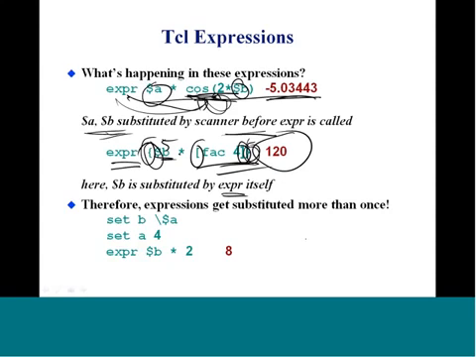Here is one example: set B as \$A, and then set A as 4, and then expr $B times 2. Now you can see that B gets first substituted with this $A, and then it looks at the A, and the A also needs to be substituted, so it is actually 4 times 2 equals 8.